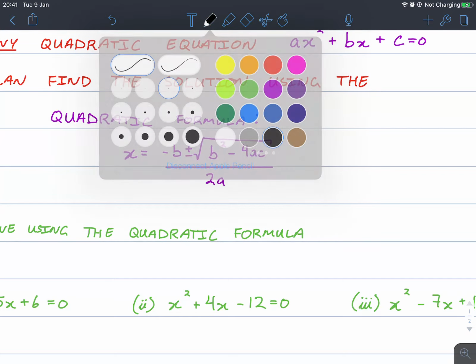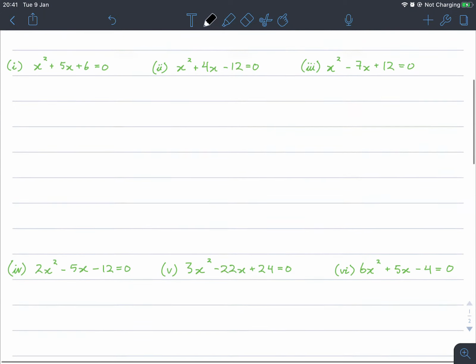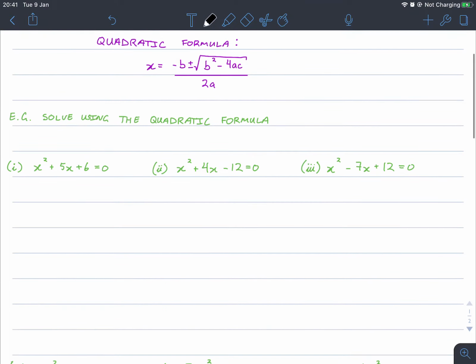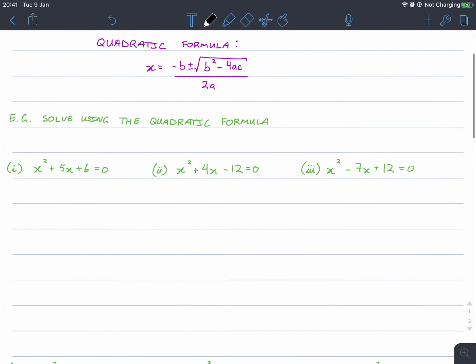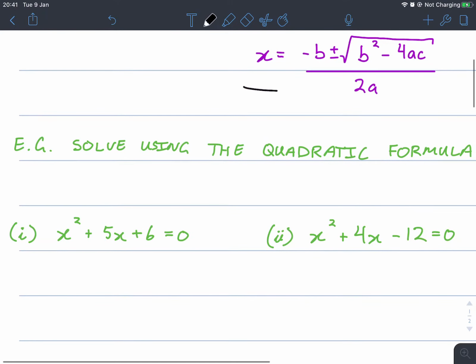I'm going to be going through a few examples and showing you how easy it is to solve these quadratics just using this quadratic formula. Here we go. I'll leave it in the top right corner so it's always visible.